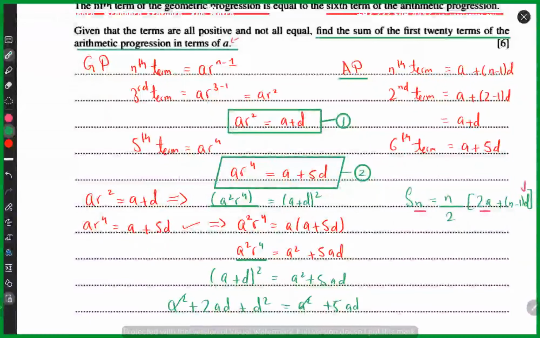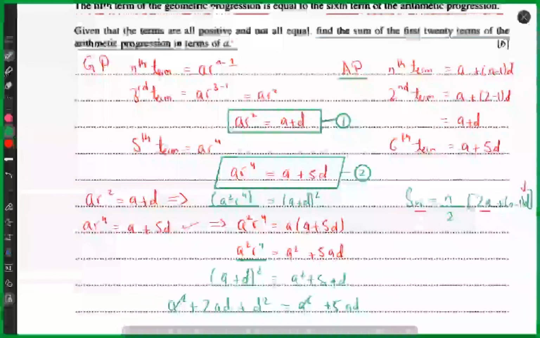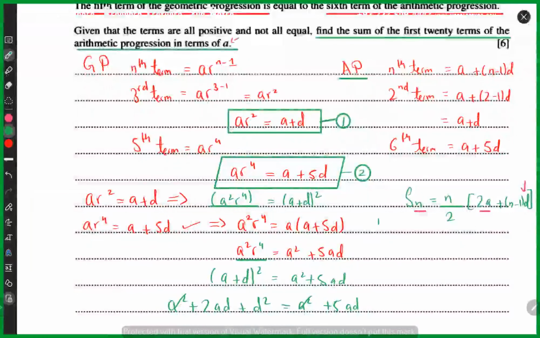Miss, at the end, I reached AR to the power of 4 minus 5AR squared minus 4A is equal to 0. You still have R in your working? Yes, ma'am. Achha, that is fine. But you know the elimination method?